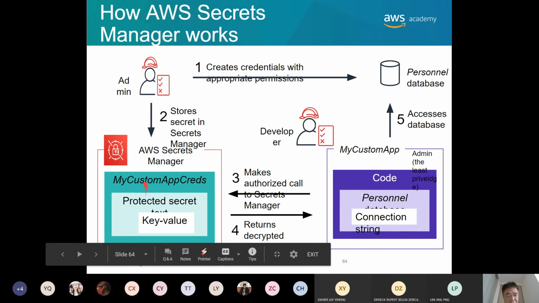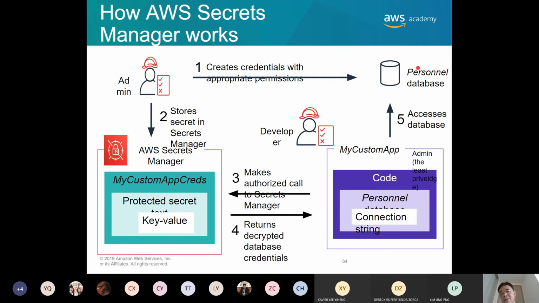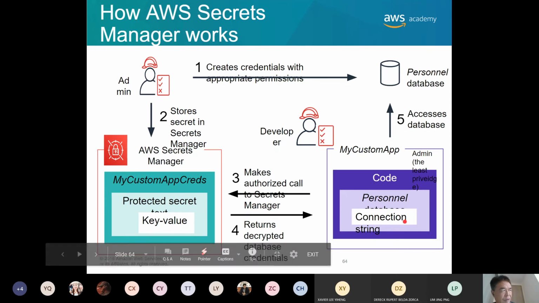After you get the credentials from this secret manager, you use these credentials, say database, I want to connect to you. This is my user ID. This is my password. And database says, okay, connection successful, what do you want? And then you send a SQL statement to this guy.